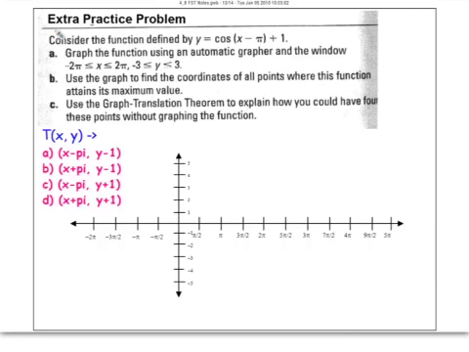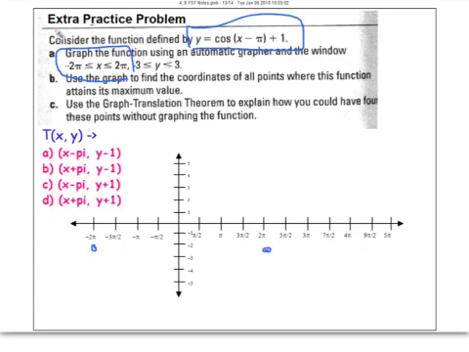Here's the last problem we're going to look at. Consider the function y equals the cosine of x minus pi plus 1. What they want us to do is to graph this function using the calculator in part A. And they want us to go from negative 2 pi to 2 pi. So that means go from here to here only. We have to just sketch that.